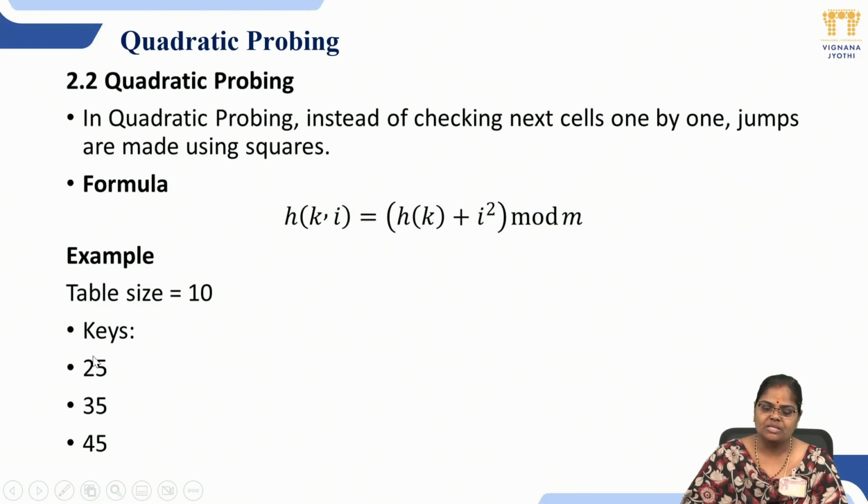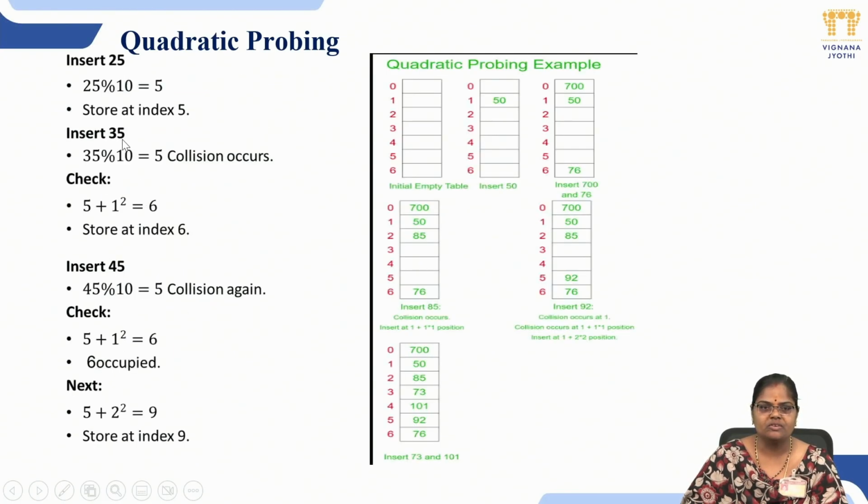If we take the same example we considered previously, 25 is stored at index 5. For 35, index 5 is already occupied by 25, so a collision occurs, and we add i with a square. So 1 squared gives 6, and at index 6 we store the value 35.